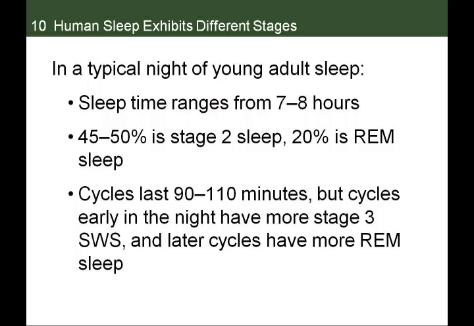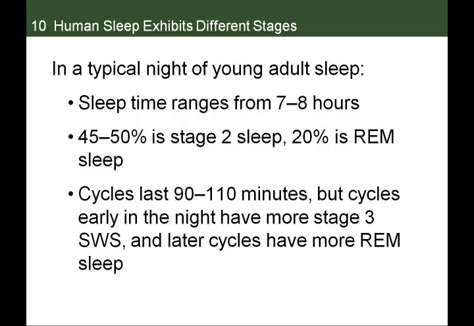Okay, so in a typical night, a person sleeps 7 to 8 hours. 45% to 50% of the 7 to 8 hours is spent in stage 2. Okay? 20% in REM sleep. And then obviously the rest is in deep sleep or stage 3. This whole cycle of all the different stages is about 90 to 110 minutes. Okay? But the distribution of the different 4 plus REM sleep stages are not uniform throughout the night.